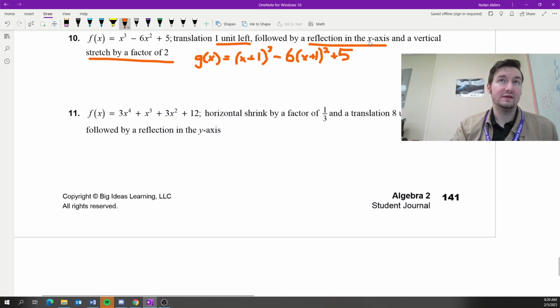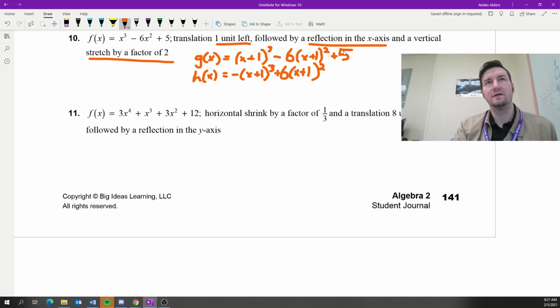And then also we're going to reflect in the x-axis, so that means that we are going to negate every single term for reflection in the x-axis. So let's do h of x to show that. We're going to start with g of x, and we're going to reflect it. So we'll have negative x plus 1 cubed. We're going to change the sign as well, so that'll be plus 6 x plus 1 squared, and then this will be minus 5. So you change the sign of every term when you reflect in the x-axis.